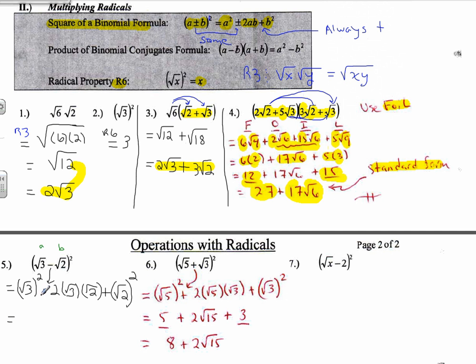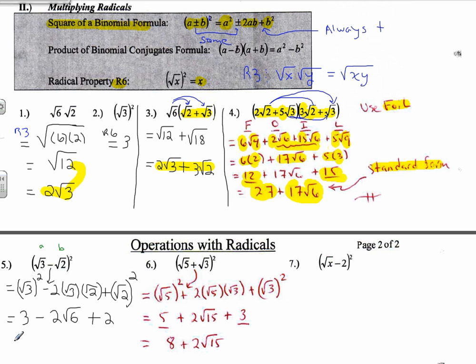Now I use property R6 that says when I square a radical, I just get the radicand. So this first term becomes 3. In the middle, there's a 2, and then I use property R3. It says radical 3 times radical 2 is going to be radical 6. Then I use property R6 again. When I square radical 2, I just get 2.